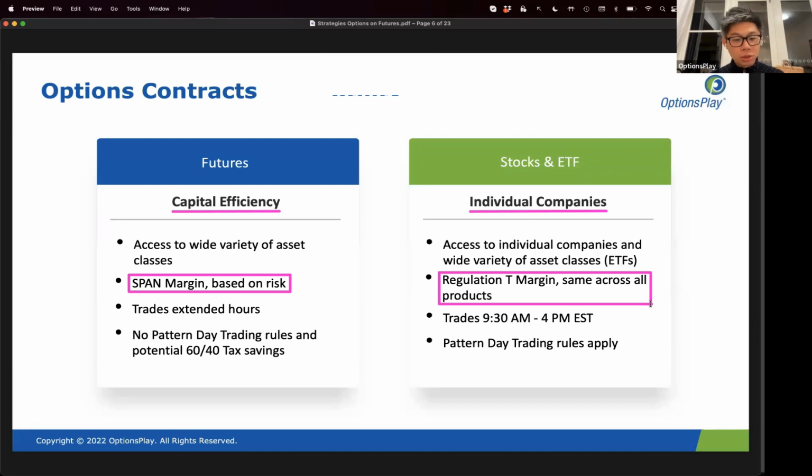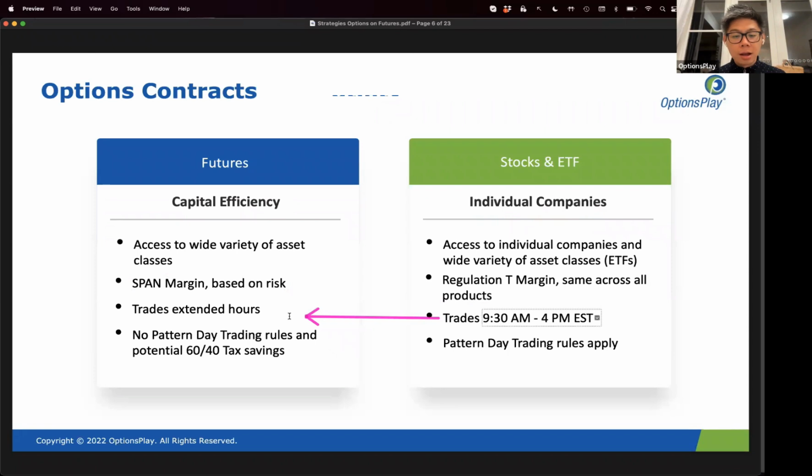There are some other things that we should discuss, such as the fact that futures trade in extended hours, there are no pattern day trading rules, and there are potential tax savings when you're trading options on futures. So if you're trading on a similar underlying and you have the choice between an ETF option and an option on a future, not only do you have the capital efficiency from a margin perspective that's going to be important for our conversation today, there are some practical benefits such as extended trading.